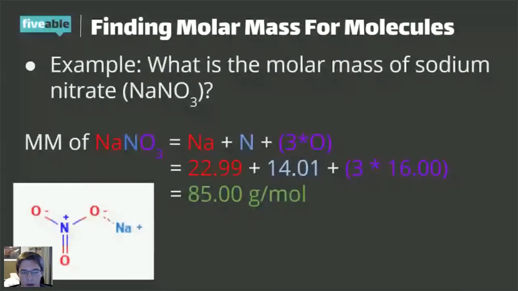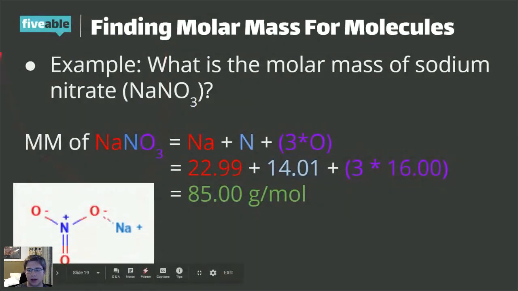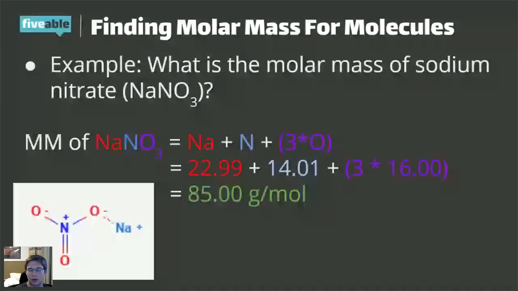So then what we're going to do is we go to the periodic table and you find sodium, you find nitrogen, and you find oxygen, and you write in those molar masses, and then you put it into your calculator, and you get your answer in grams per mole. Right, and so you can see this even applies to things like ionic compounds. So it's not strictly covalent, it's not strictly ionic. No matter what, if you have some chemical formula, there is a molar mass for it.